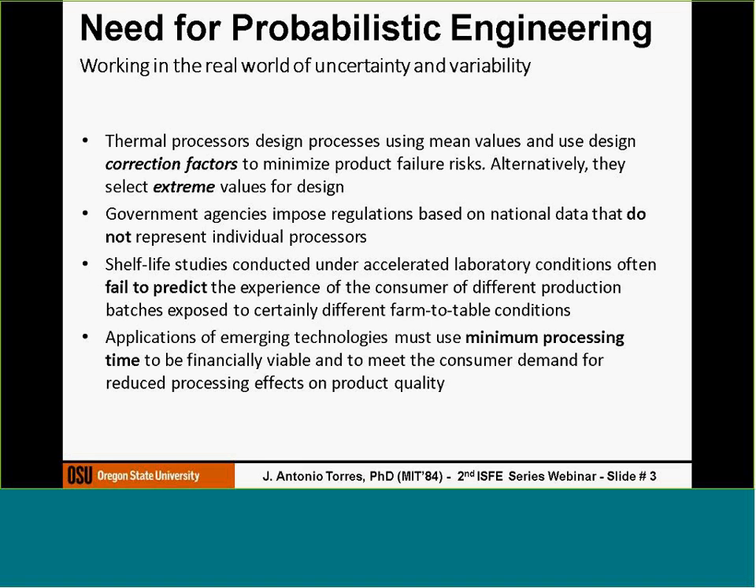Take, for example, the case of thermal processing. Typically, the process would be designed using mean values. After we finish our calculation, we use some design correction factors for product failure risk. And the question is, how do we select that correction factor to be representative of the risk of failure?